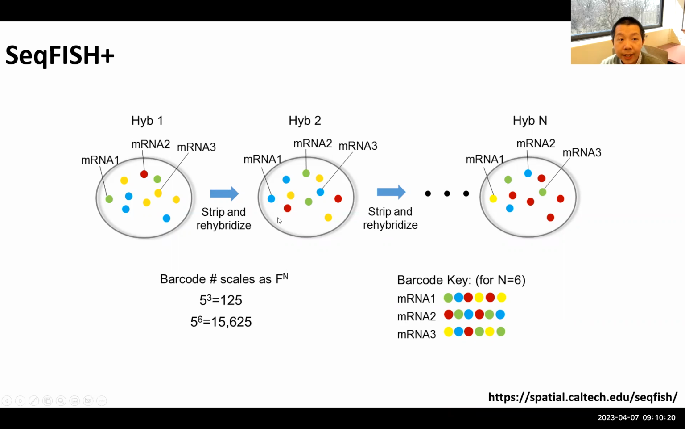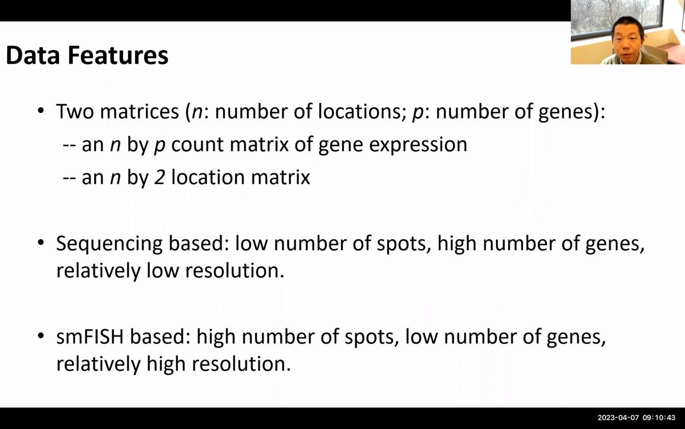So you can actually detect gene expression at the single cell level. At the end of the day, when you perform those smFISH-based technologies, you are also going to end up with two measurement matrices. One is a gene expression matrix, an N by P count matrix, counting the number of molecules falling in each one of those N single cells. And you also have the N by 2 location matrix, where you can measure the X and Y coordinates for each of those single cells. So regardless of which technology you have, you are always going to get these two matrices: the N by P count matrix of gene expression, and the N by 2 location matrix.